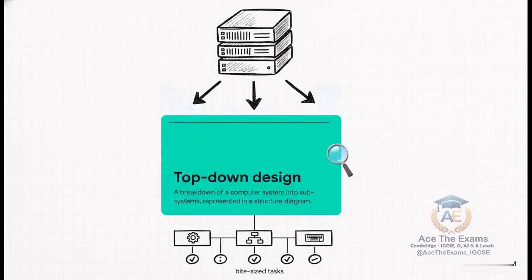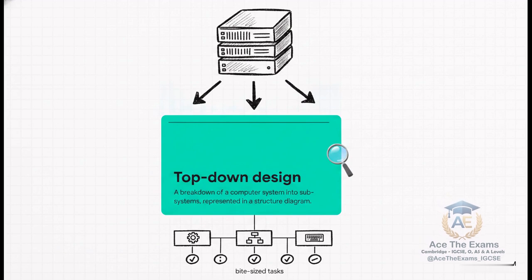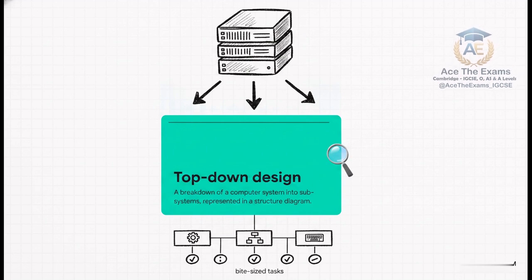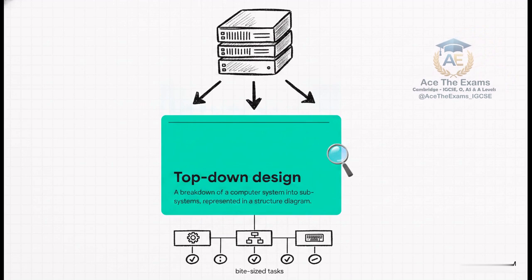So let's see how this actually builds into our design phase. Top-down design is simply the breakdown of a computer system into subsystems, which is then represented in a hierarchical structure diagram. What does that mean in plain English? Well, it's kind of like a giant puzzle. You take this massive, terrifying software project and you chop it down into smaller, bite-sized tasks until each one is small enough to actually program.